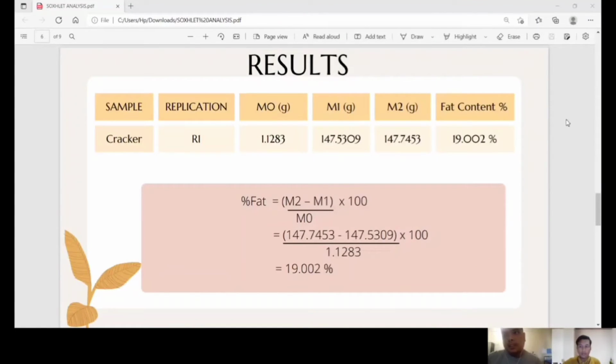Okay, thanks. So next we will discuss the results that we got from this experiment. First, look at the M0, which is the mass of the samples. The mass of samples we got is 1.1283 grams.